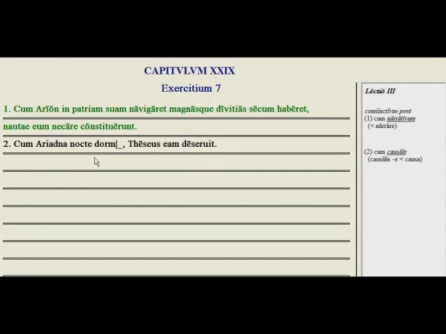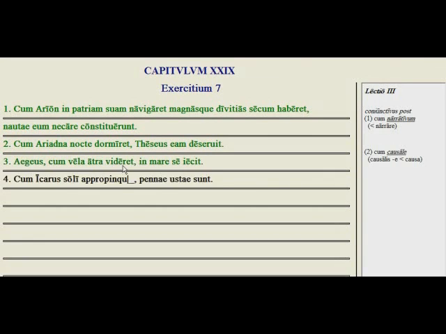Necare eum. Cum Ariadna nocte blank, Theseus eam deseruit. When Ariadne was sleeping at night, Theseus deserted her. So we want the imperfect subjunctive here, dormiret, when she was sleeping. Aegeus cum vela atra blank, in mare se iecit. Aegeus, when he saw the black sails, threw himself into the sea.